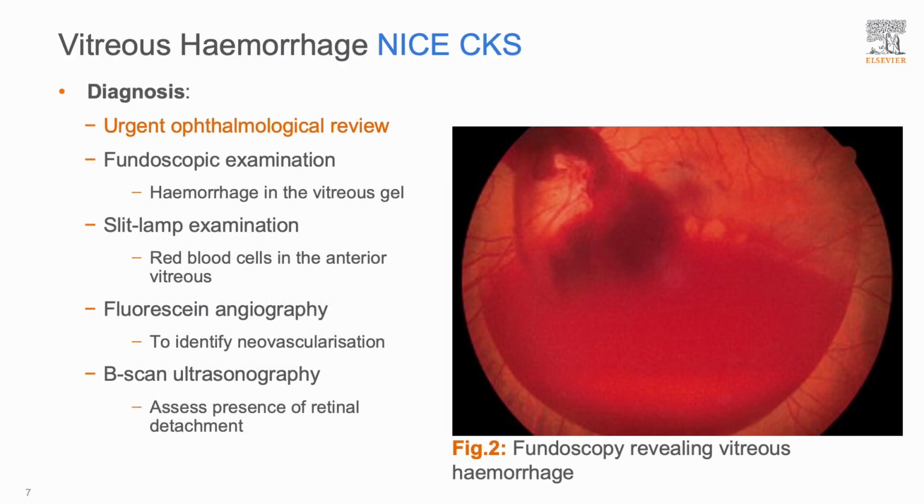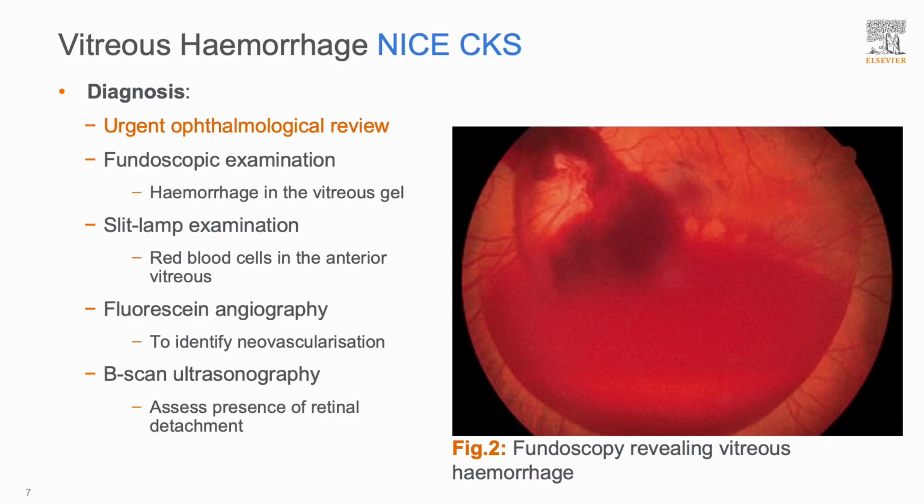Regarding the diagnosis of a suspected vitreous hemorrhage, an urgent ophthalmology referral within 48 hours is required to exclude retinal detachment. Fundoscopic examination typically reveals a hemorrhage within the vitreous gel. Other supporting investigations include a slit lamp examination detecting the presence of red blood cells in the anterior vitreous, and a fluorescein angiography, useful for identifying neovascularization.